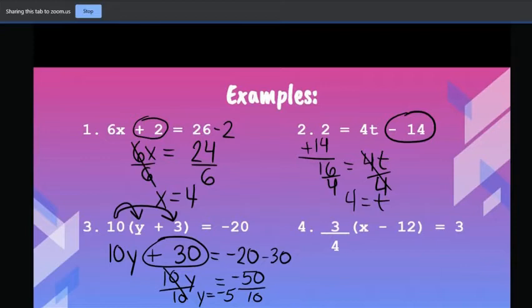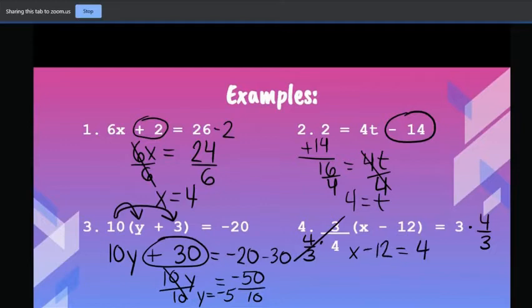Number 4. So in number 4, we have a fraction. Whenever we have a fraction, we're going to flip it to its reciprocal. The reciprocal is when you flip the top number and the bottom number. So the reciprocal of 3/4 is 4/3. We're going to multiply by the reciprocal on both sides. The fractions on the left side will cross out because they're the same fraction. We can bring down the x minus 12 in parentheses. And then 3 times 4/3 equals 4.